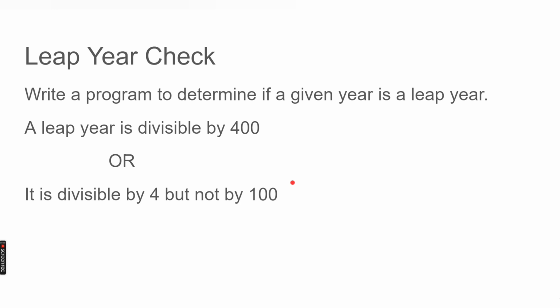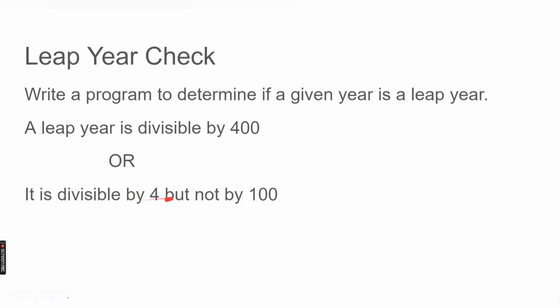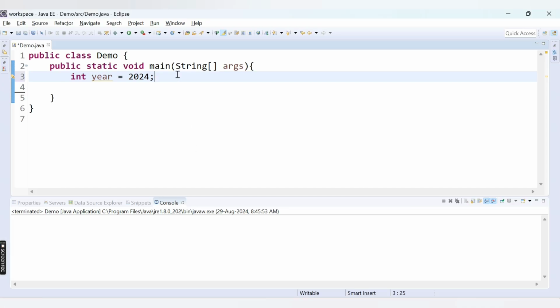So how to check this condition using code? Let's see that. Here I have a class called demo. Inside this class I have one main method. Now let's declare a year. I will say int year equals 2024. So we know 2024 is a leap year because it is divisible by 4 and not by 100. That is the second case. Now let's check the conditions.